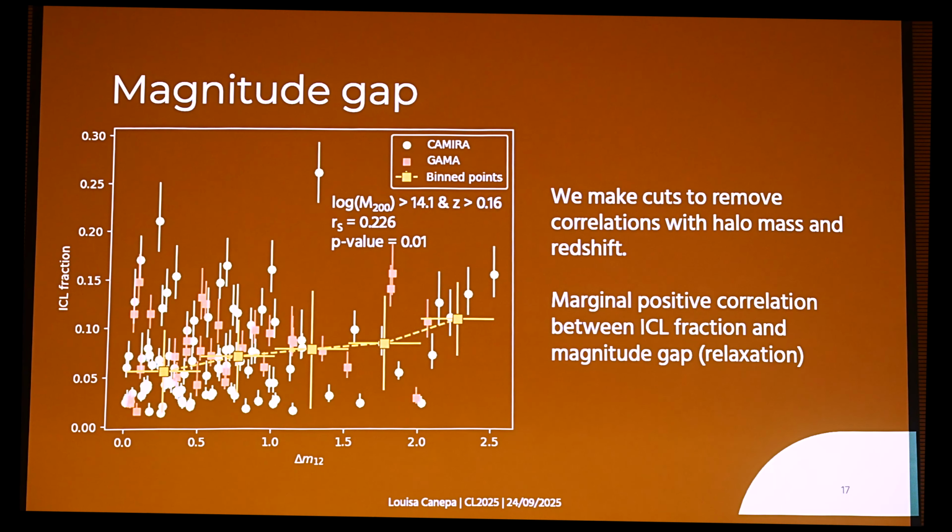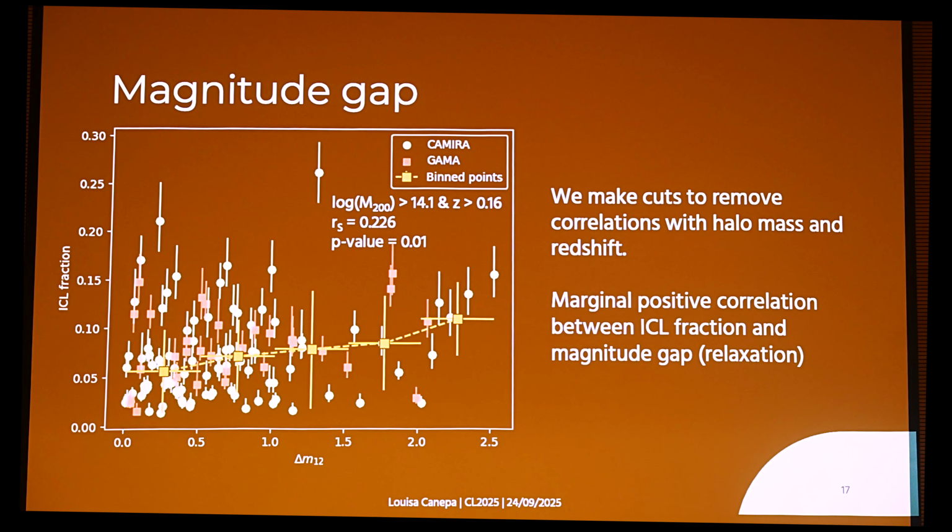Finally, moving on to magnitude gap. Again, we make a cut to remove the excess correlations with halo mass and redshift. And what we find is a marginal positive correlation between the ICL fraction of these clusters and the magnitude gap, which again is a proxy for cluster relaxation. You can see that the relationship has a lot of scatter there.